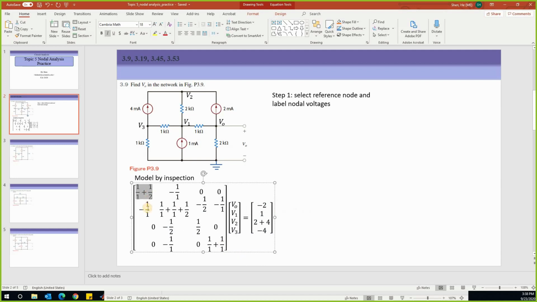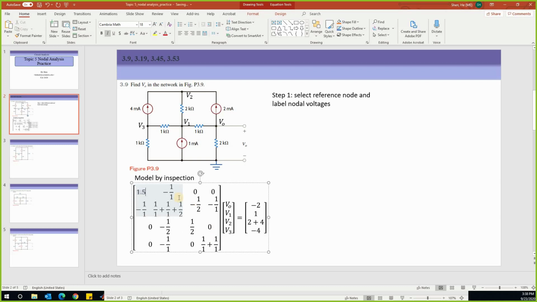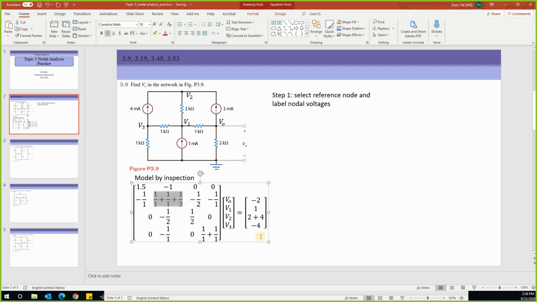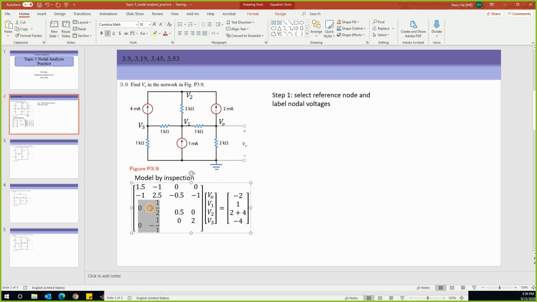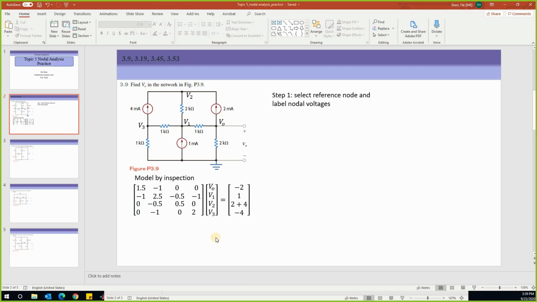So let's just simplify it a little bit. This will be 1 plus 0.5, 1.5. This is a -1. This will be a 2.5. This is 0.5. And this is 2. And this is -0.5, -1. And this matrix is symmetric, so we already know that. So it's a -1. It's a -0.5. And this is a -1. So it looks a little bit better now, right?